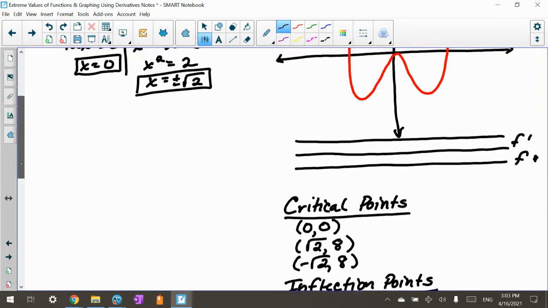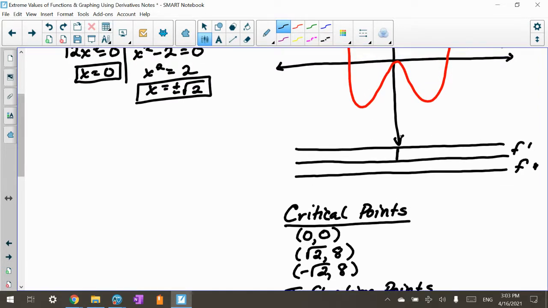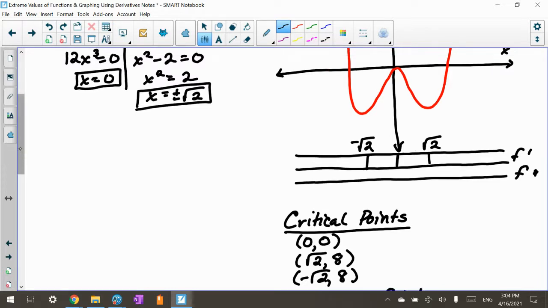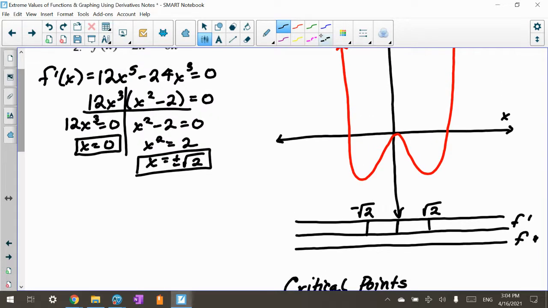I'm going to come up here and put them on my graph. So here's 0. Let me undo that because my graph's a little over far. So this is negative radical 2, and right here is positive radical 2. Okay, so I've kind of set up my number line here, my f prime bar. Now, again, you can actually graph your derivative, so I'm just going to box this in right here.